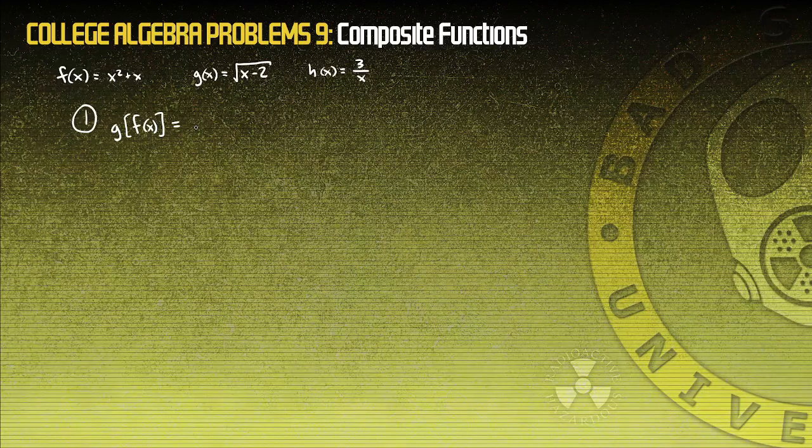Today we're going to take a look at composite functions, where a variable within a function ends up being another function. So all you do is plug the function in for the variable and simplify the problem. For problem 1 we have g of f of x, where g of x is the square root of x minus 2. So for x we have f of x in its place, and that's just going to equal the square root of x squared plus x minus 2.